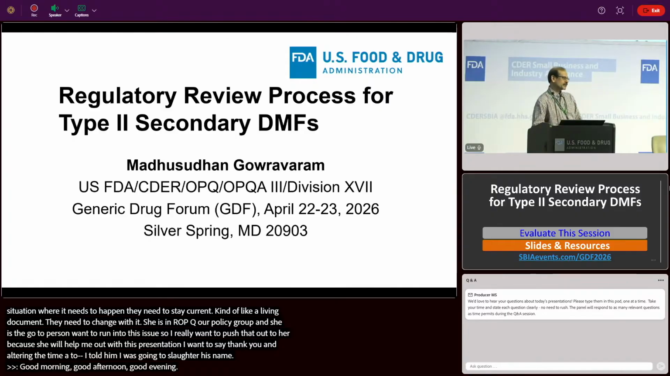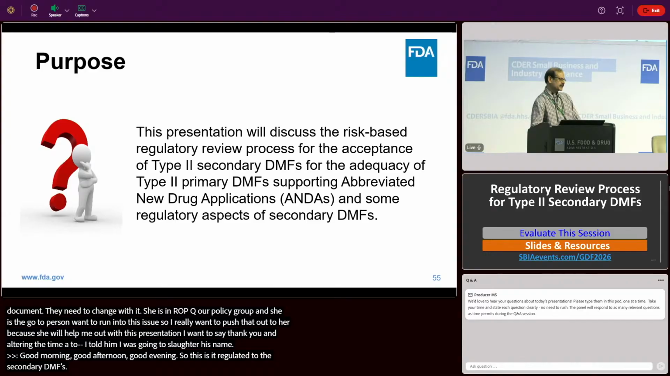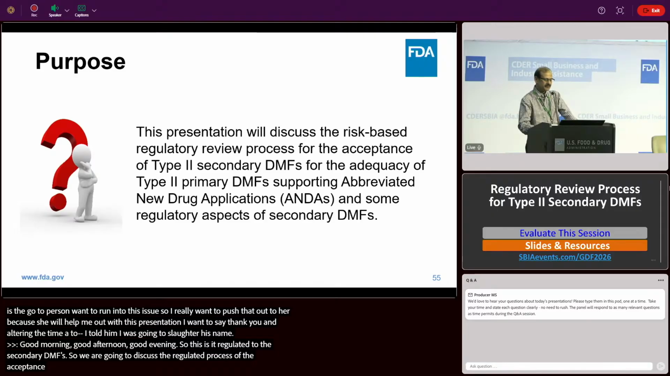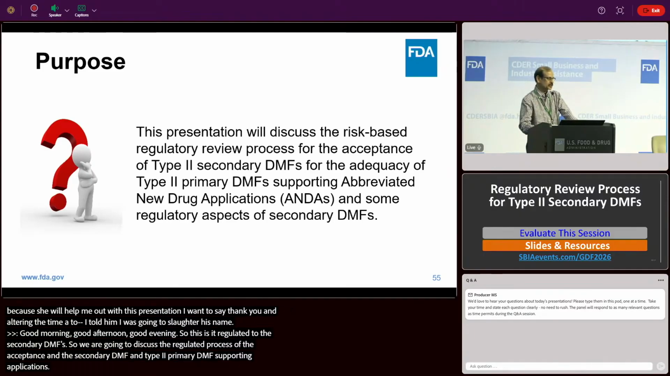Okay, the title of my presentation is Regulatory Review Process for the Type 2 Secondary DMFs. In this presentation, I'm going to discuss the risk-based regulatory review process for the acceptance of Type 2 secondary DMFs, for the adequacy of Type 2 primary DMF, supporting and applications, and also some regulatory aspects associated with secondary DMFs.